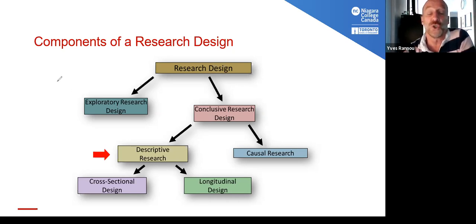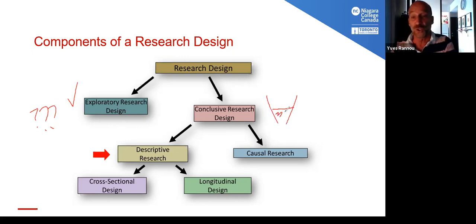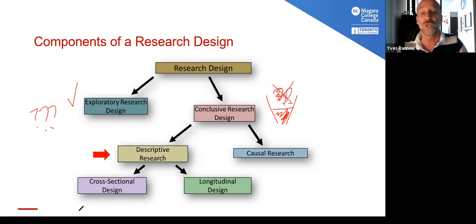Now we're going to move on. We just spent a bit of time on exploratory research. Here again, conclusive, we are a little bit lower in the funnel. So most of the answers we kind of answered. And there are two types of conclusive research: descriptive or causal. And then you're going to hear the terms cross-sectional and longitudinal design.